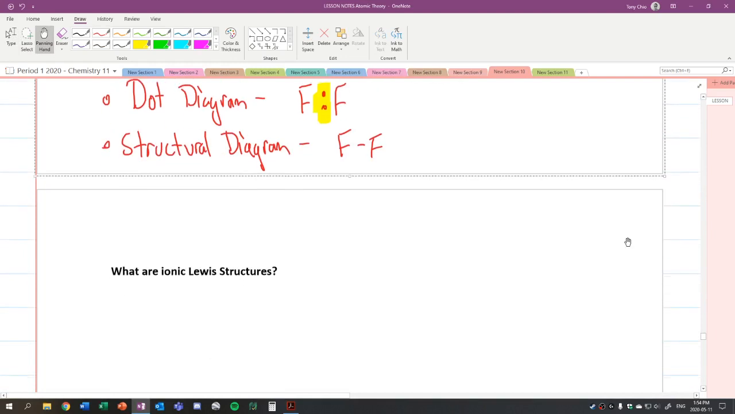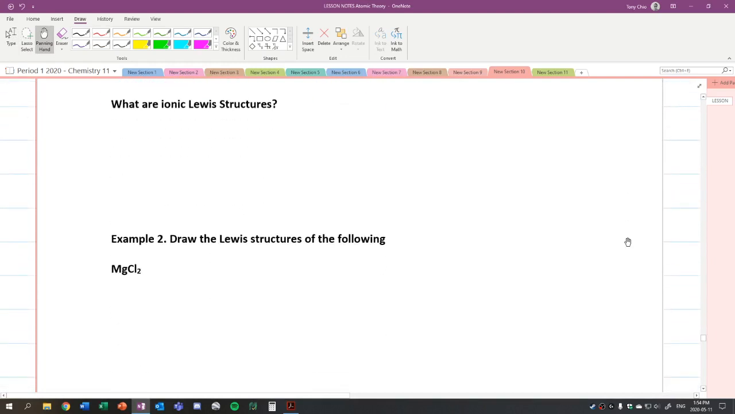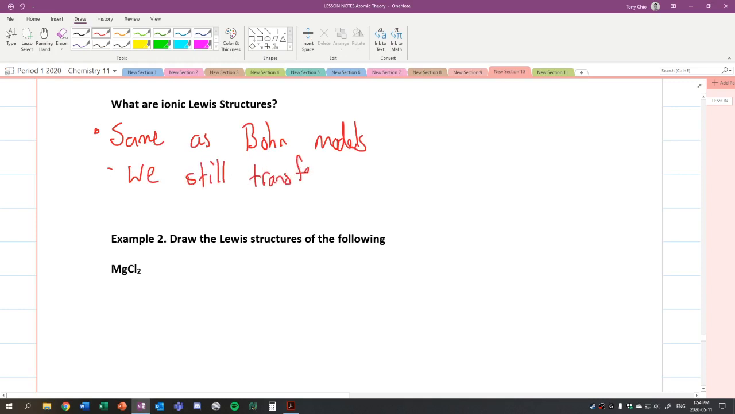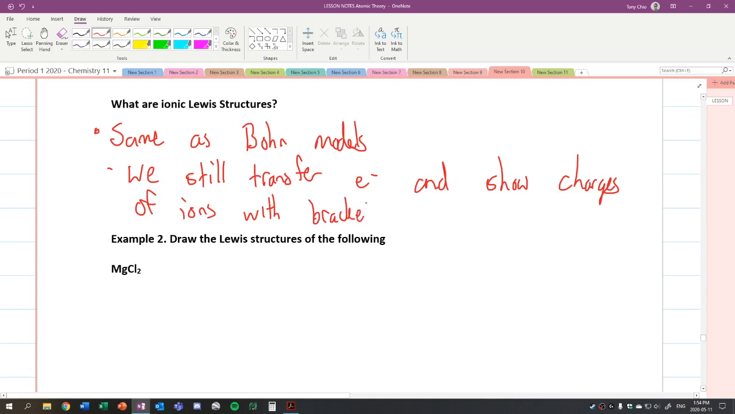Now let's dive in right now with some ionic Lewis structures first. Remember, ionic means to transfer electrons. So in this case, it's the same as Bohr models, which means that we still transfer electrons and show charges of ions with brackets. So let's try this out.